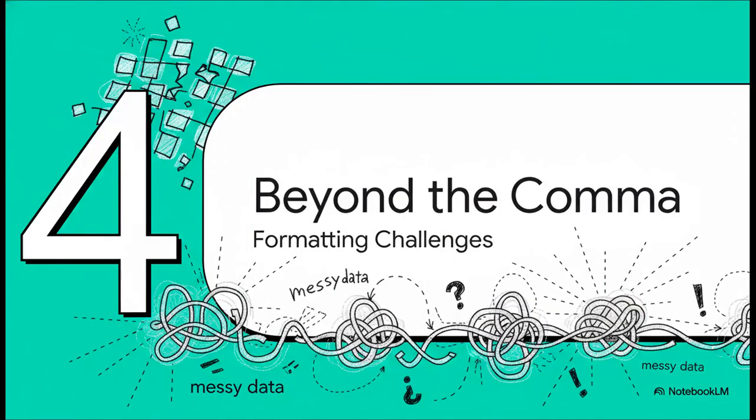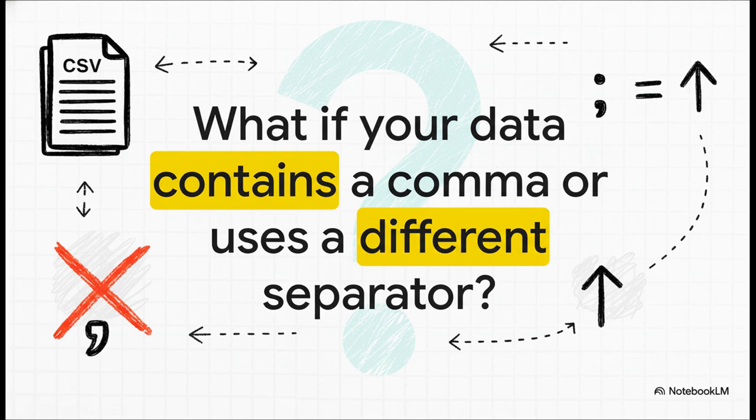But of course, we all know the real world is messy. It's rarely that simple. So what happens when the data itself gets a little complicated? Let's take a look at how the CSV format can handle those challenges. I mean, this happens all the time. What if someone's name is written as "Doe, John"? That comma in the middle is going to confuse the program.